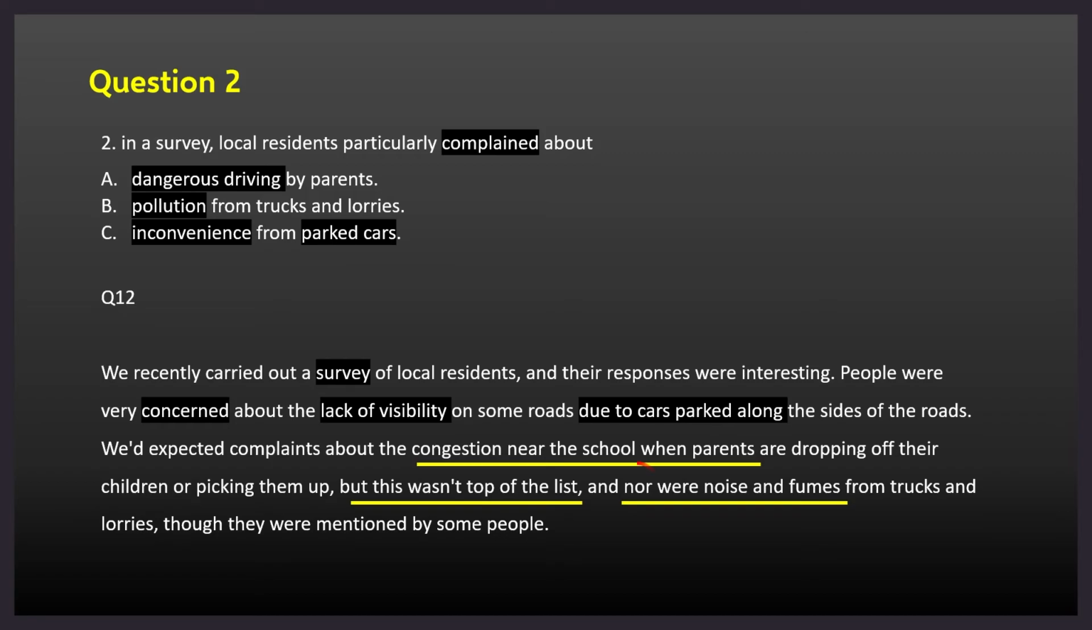As you know, neither nor means not this one, not that one. So neither the congestion near the school nor noise and fumes from trucks and lorries were among the problems that people complained about. So the correct choice would be choice C, inconvenience from parked cars, the first one that was mentioned. Lack of visibility due to cars parked along the side of the roads. Let's move on to question 3.